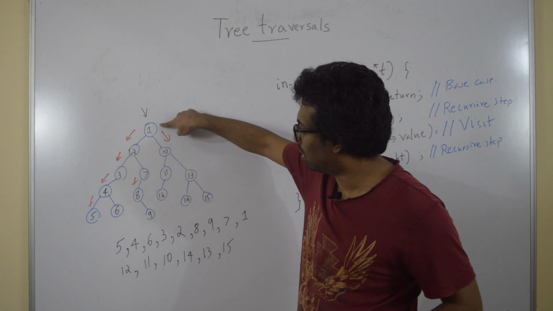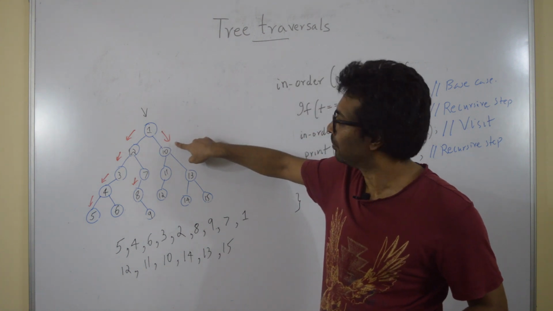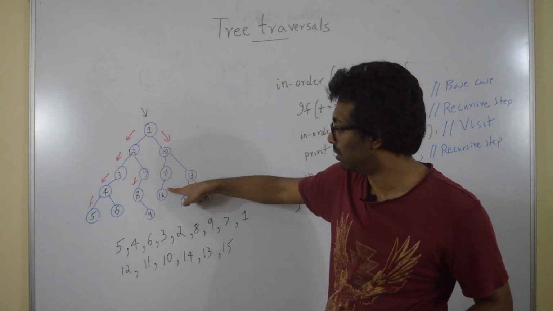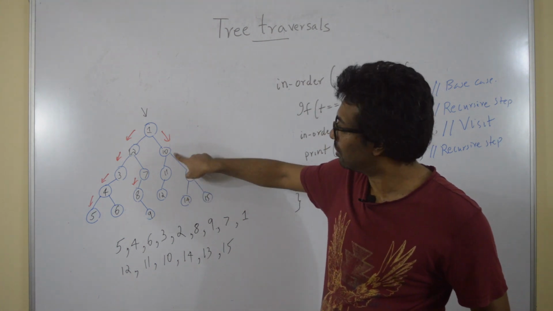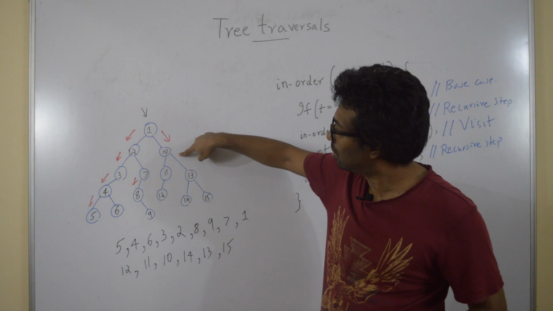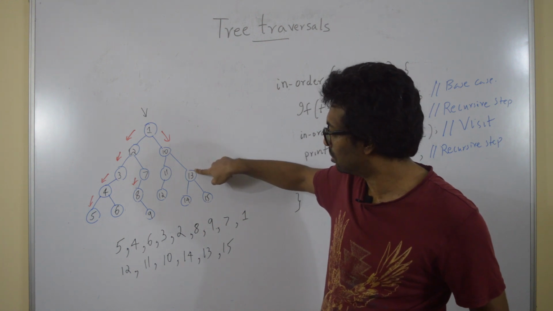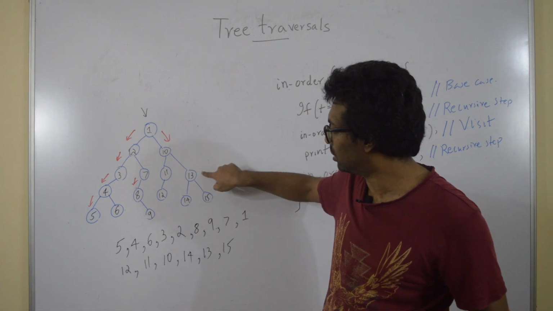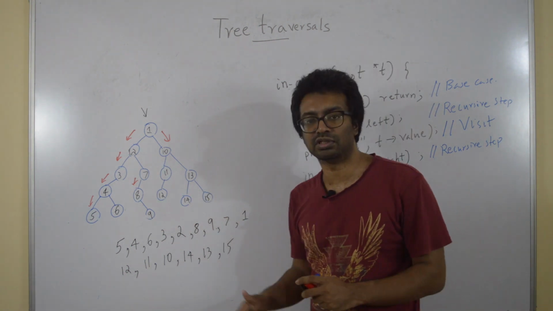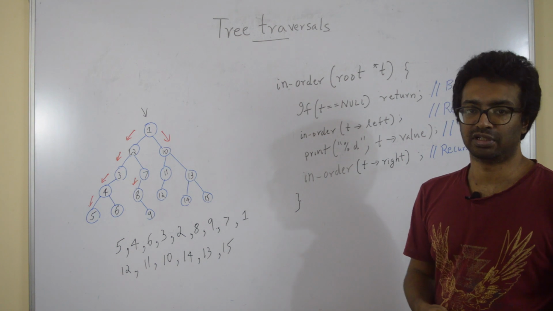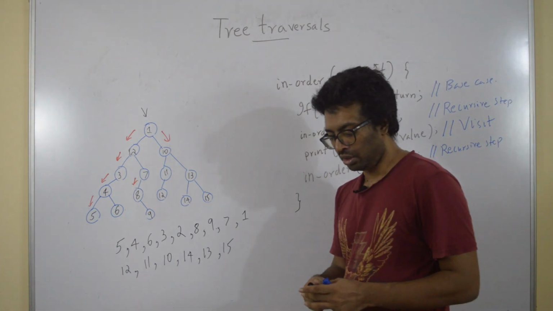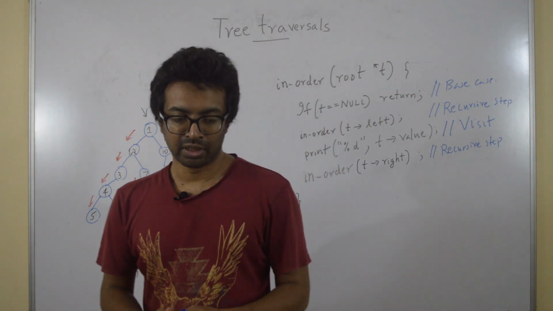This is done, you go up, print 1, turn left, turn right, turn left, 12, go up 11, go up 10, right 13, you don't print 13, but you have to go left 14, go back 13, come down 15. So this is the in-order traversal of this tree. Is it clear? Okay, good. Now, a few things to see.